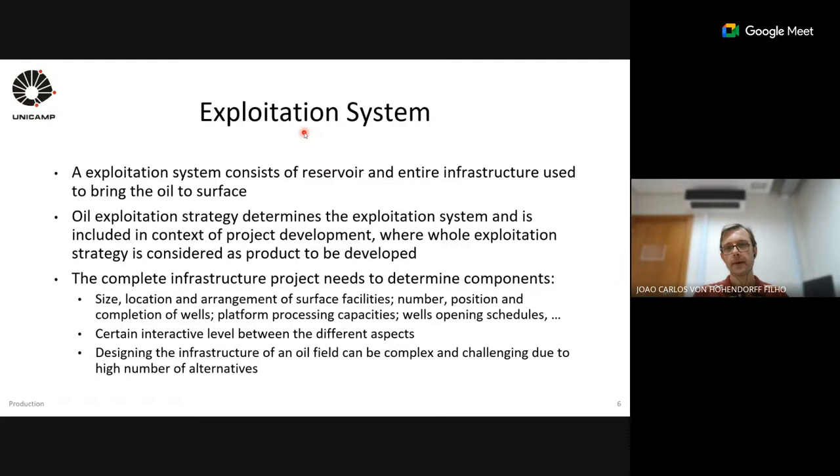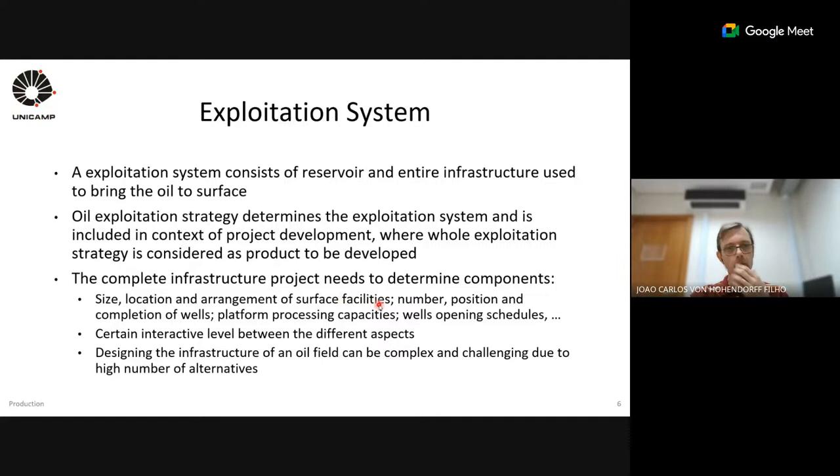because we need to answer to a lot of other contributors in the industry. For example, a typical complete infrastructure for an oil field involves what? Size, location, or measurement of surface facilities, number, position, completion of wells, platform processing capacities, wells opening and shutting schedule, and so on. Each one of these components affects a lot of people inside the company.